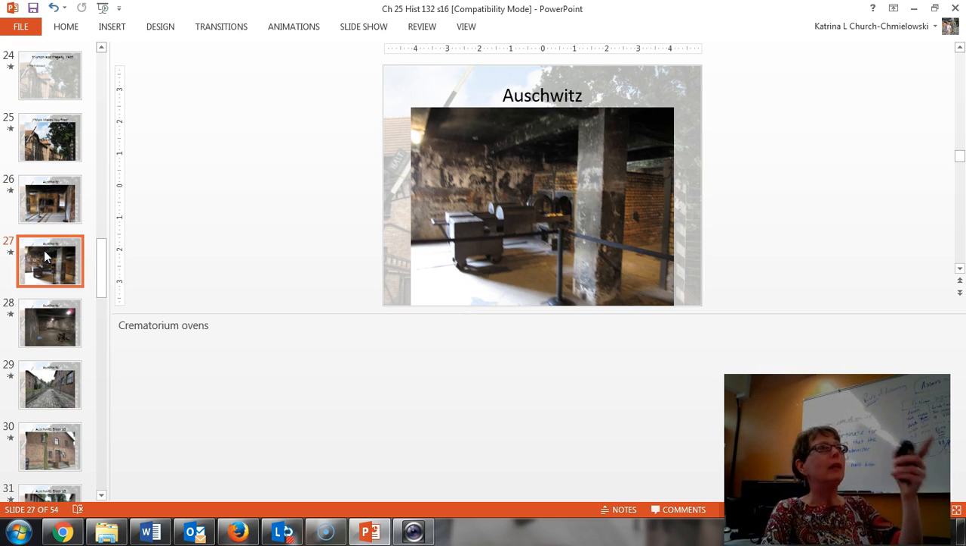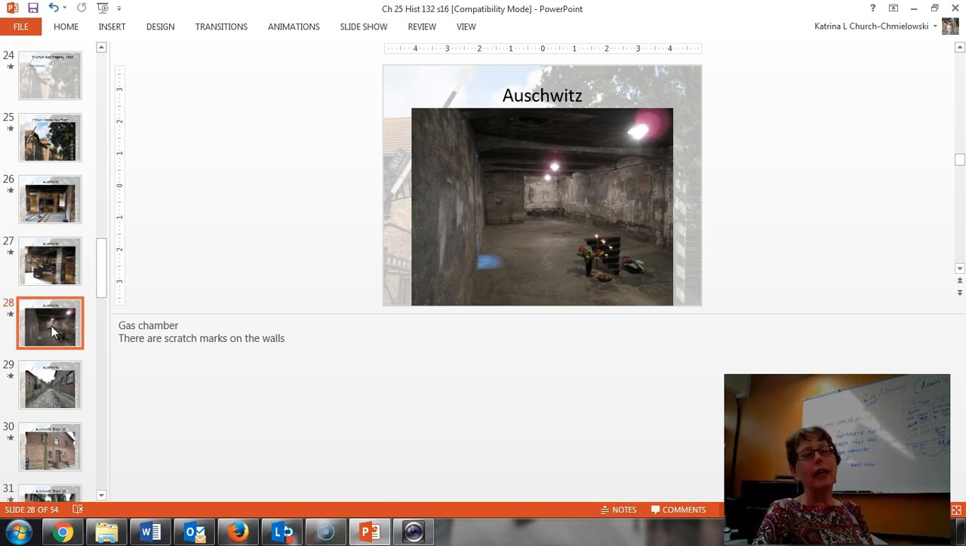Okay, this is another picture of the crematorium ovens, and you can see the tracks. Okay, and the tracks lead, they're like railroad tracks almost, so you can bring people in and out in Auschwitz. I have to tell you that I bring my personal emotions into these slides because it was a very, very powerful place for me when I went to visit Auschwitz and Birkenau.